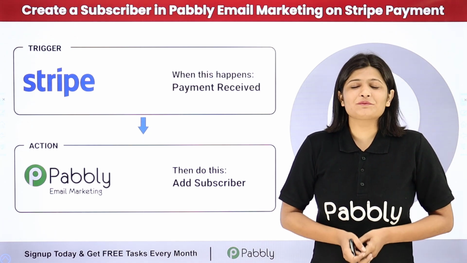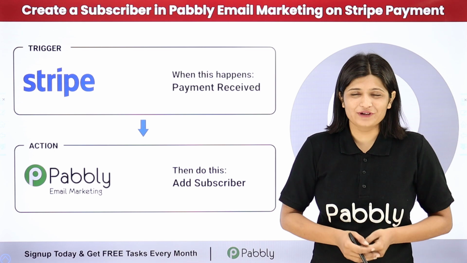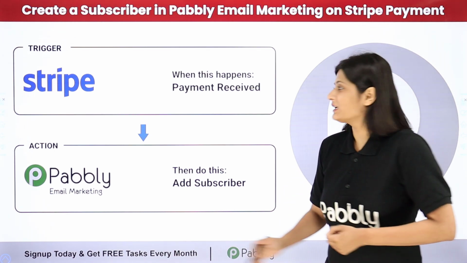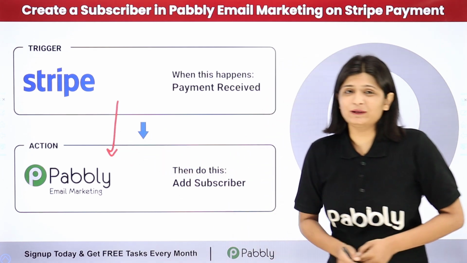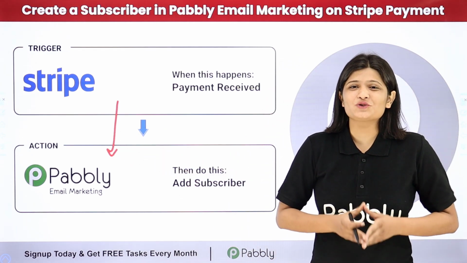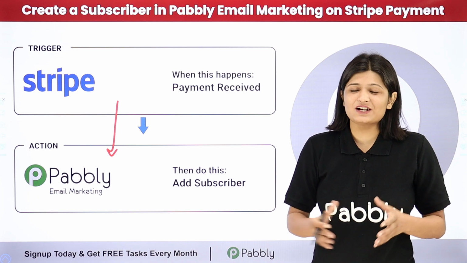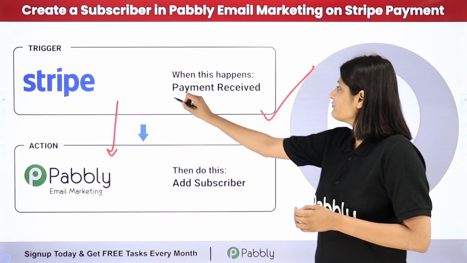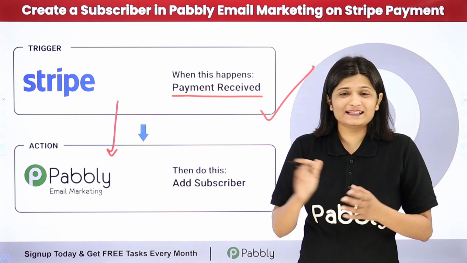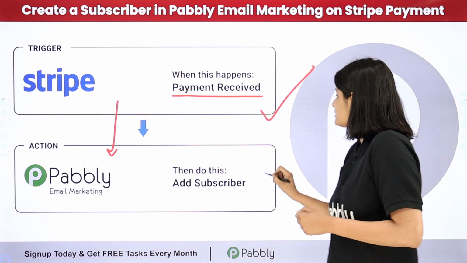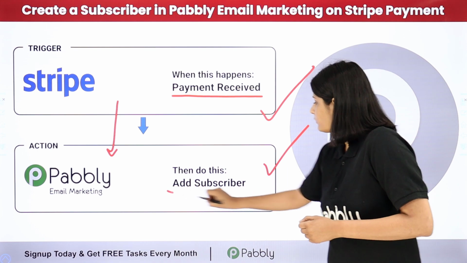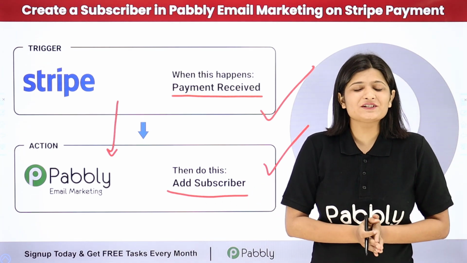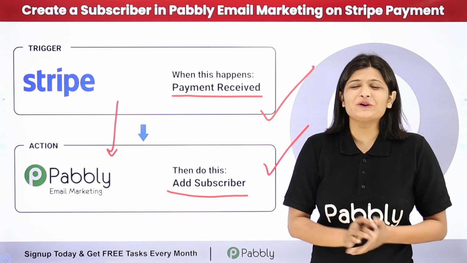Pabbly Connect is an amazing automation and integration software which requires no coding or programming skills. Here I just need to build a connection between Stripe and Pabbly Email Marketing. Pabbly Connect runs on two principles, which are trigger and action. Here, as my trigger application, I am going to take Stripe, from where I will receive a new payment, and then in my action application, I am going to take Pabbly Email Marketing, where the subscriber will be added automatically. If you want to learn this amazing automation step by step, then let me take you all to my screen.